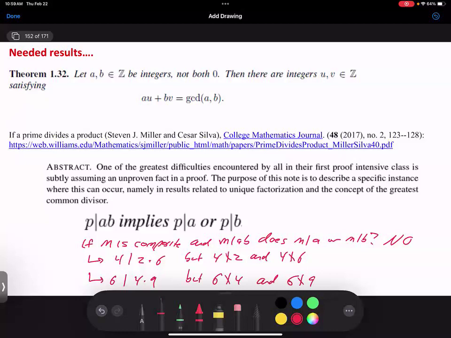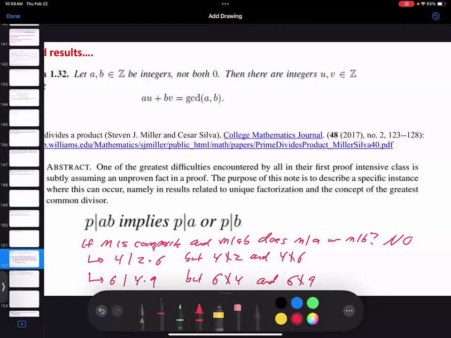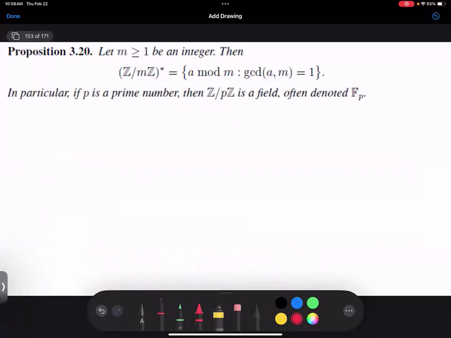So this is an extremely useful fact. If a prime divides a product, then the prime divides either the first or the second factor or both. And if I have two numbers, A and B, I can find two other numbers, U and V, such that AU plus BV is the GCD of A and B. This is theorem 1.32 in the book. This was in chapter 1, so I urge you to go back and look at that. Happy to talk about this in greater detail in one of the problem classes and just do more on this one.